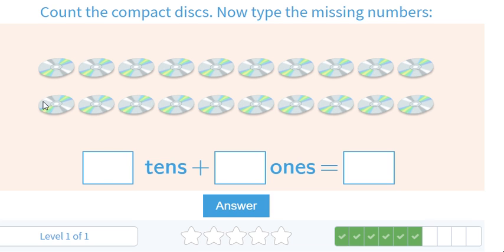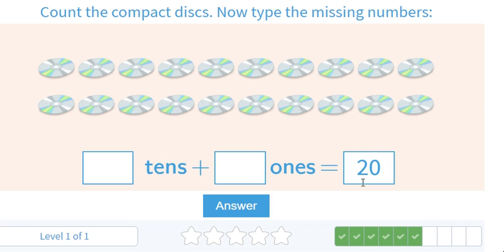And then let's count on from 10 to count our compact discs. So we have 10, 11, 12, 13, 14, 15, 16, 17, 18, 19, 20. Ooh. So we have 20 compact discs. And now let's look at the number 20 very, very carefully, because it is different than the teen numbers. It's a little tricky. It's trying to trick us here in this game.